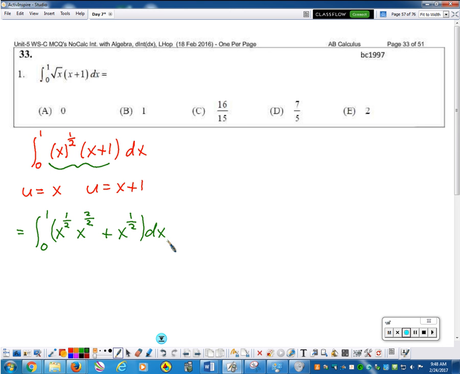When these two terms multiply, the exponents add. So it becomes x to the 3/2 plus x to the 1/2.